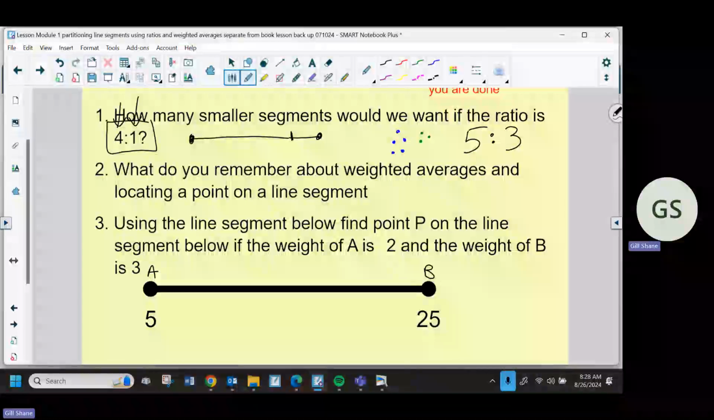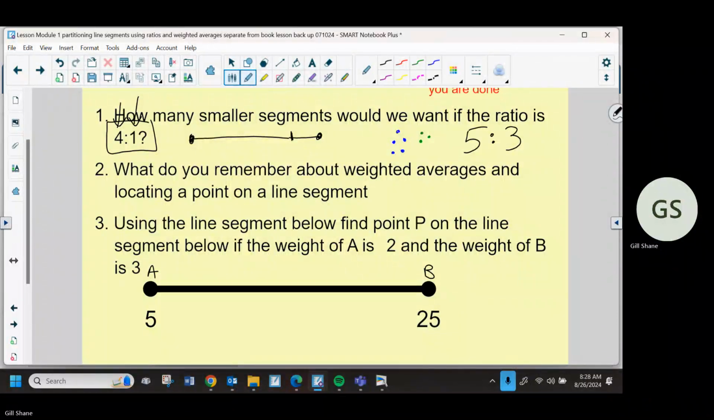Any questions on that problem? What about weights? What was the big important concept on weights we said? What is the weight of a point, or what can it do if they're not weighted the same? If they're weighted the same, where's the average going to be? Right in the middle, right?